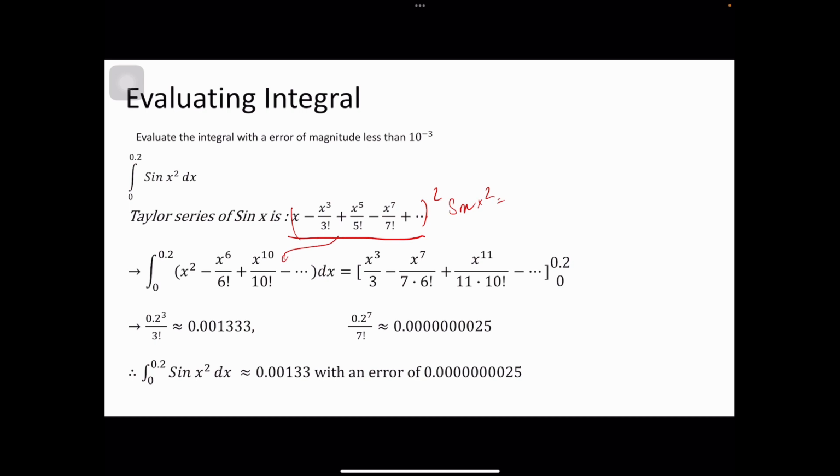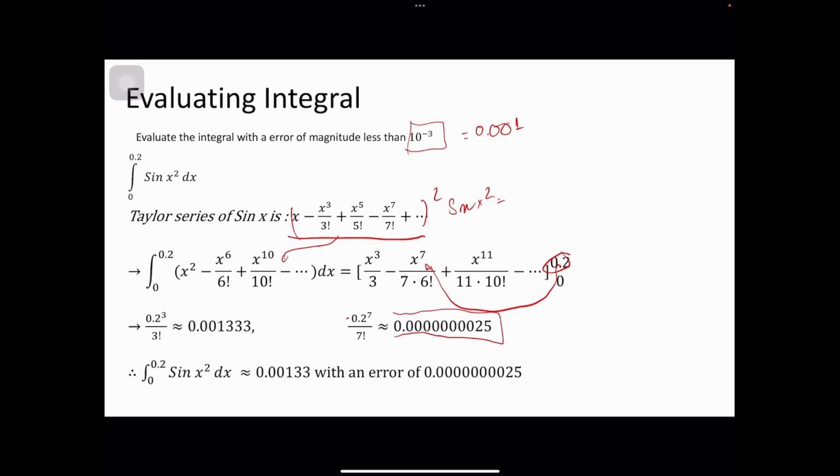But they want us to evaluate the integral with an error magnitude of less than 10 to the power of -3, or 0.001. So how do we do this? To know that your magnitude of error is less than that, you simply have to put the number that was given in the integral somewhere. So if we try to put it in 7, it will be 0.2 to the power 7 over 7 factorial, right?